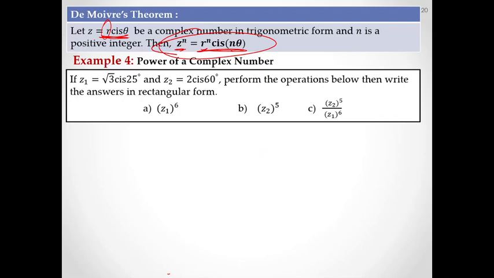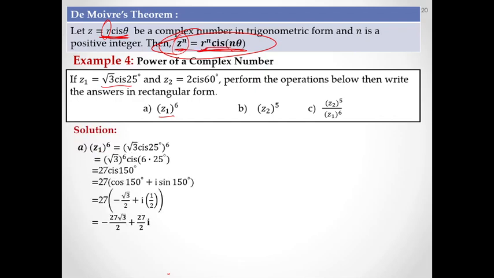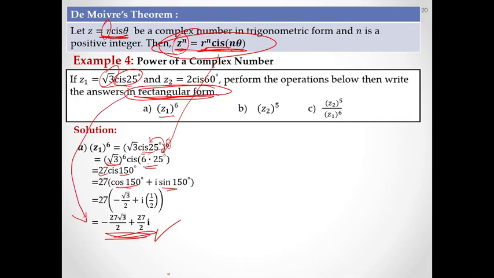Let's perform these operations here. Z1 to the 6th, so Z1 is here, and if you want to find the 6th power, you have to use the formula here, because this is given in terms of trigonometric form. So take the 6th power of this, it's okay, 27, you can check. And now for CIS, 6 will go inside here. So then 150, and I'm using this property here. And then you can calculate these, and you will get this one in rectangular form. So pay attention to here. If it says rectangular form, you have to do it this way.